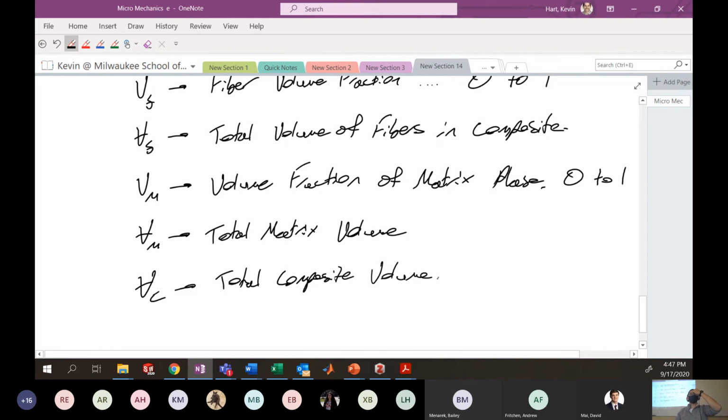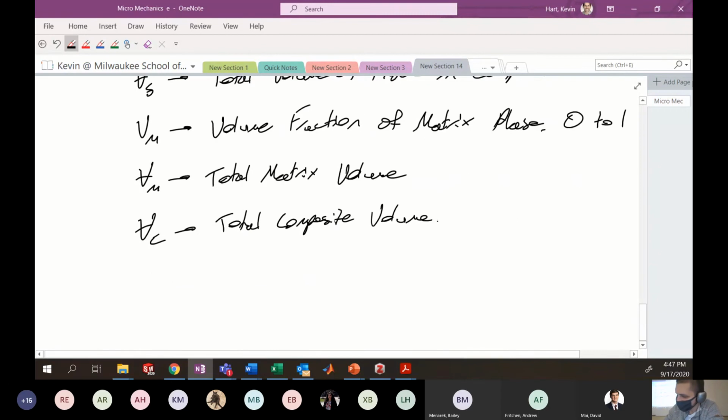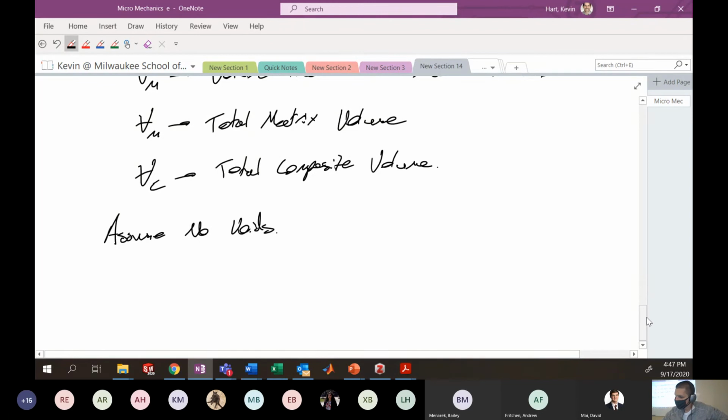Okay, and we have to be very clear here in that we've made the assumption that there are no voids in your composite. Now, if we make the assumption that there are no voids, then there are some additional constitutive relationships that we generally have here. So if we assume no voids, then obviously the volume of the composite is the volume of the matrix plus the volume of the fibers. I think that's pretty straightforward and obvious.